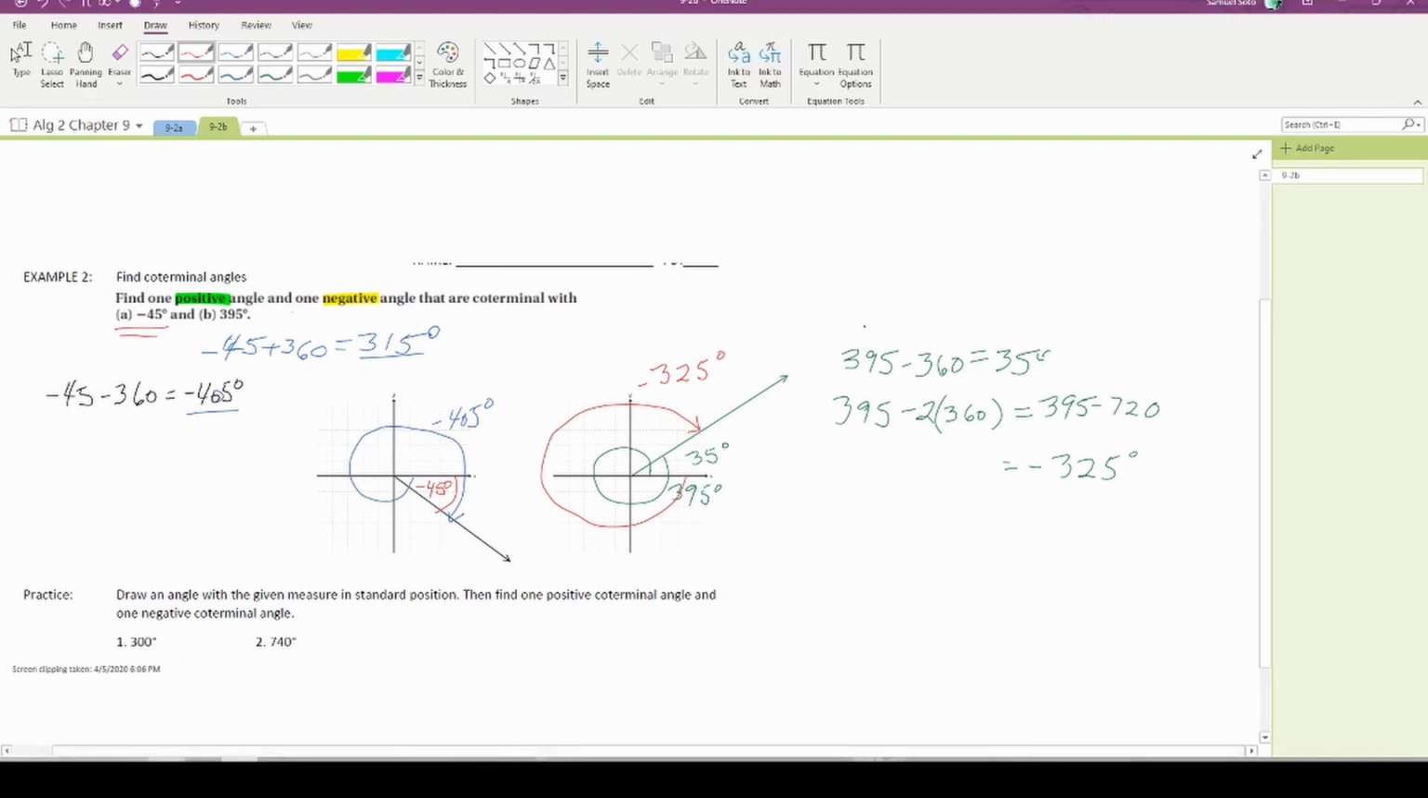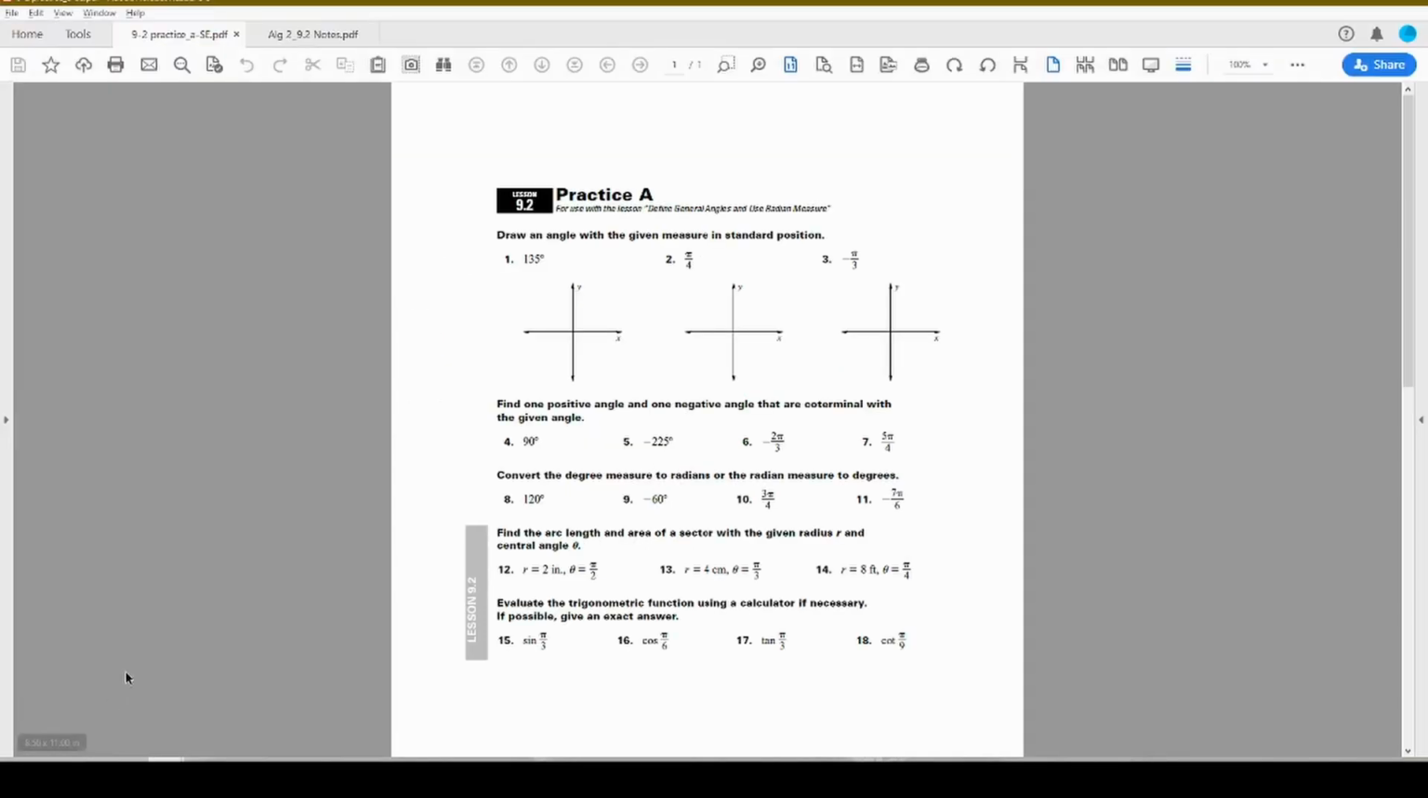Your homework assignment, I'm going to show it to you right now, is right here. It's going to be 9.2 practice A, questions 1 through 7. You're going to do the odd ones, 1, 3, 5, and 7. You're welcome to do them all. When we do part 2, we'll be finishing off this part.